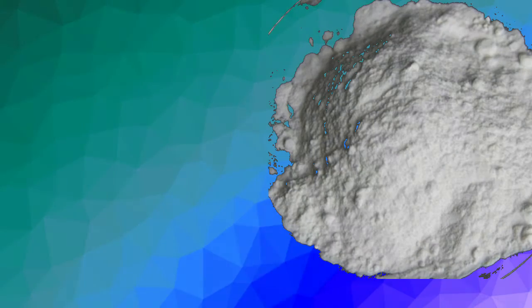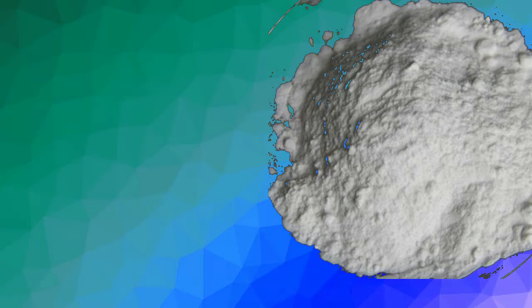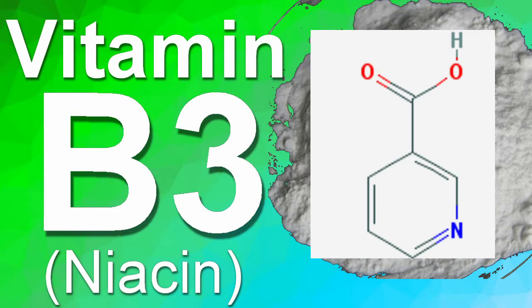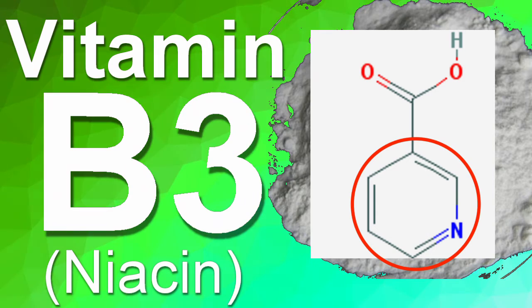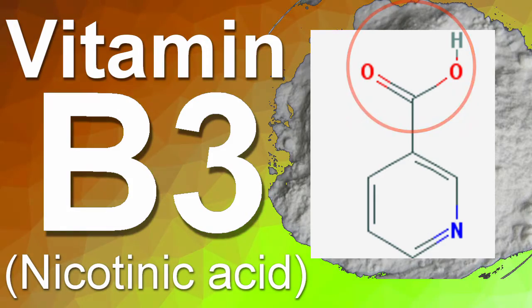You see that? That powder right there? I'll give you a minute to guess what it is. Okay, time's up. It's vitamin B3, niacin. It has the simplest structure of all the B vitamins, just a pyridine ring and a carboxylic acid, which is also the reason that niacin can be referred to as nicotinic acid.